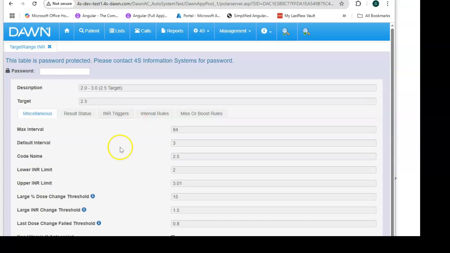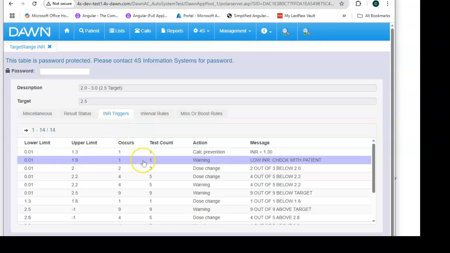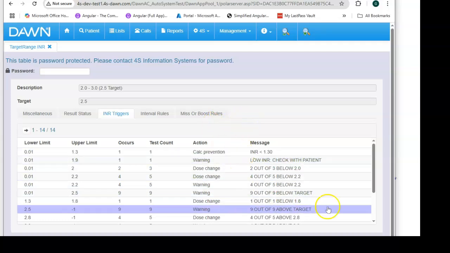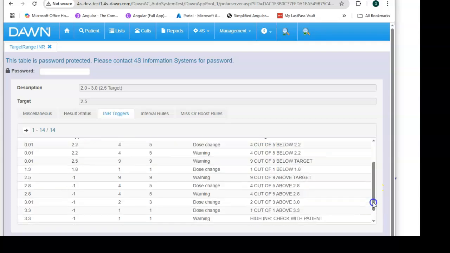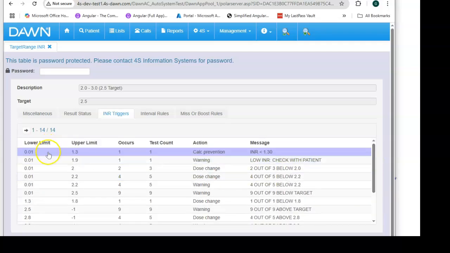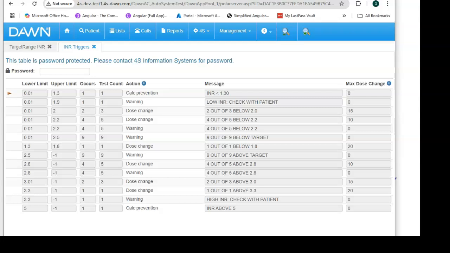Now I'll come back to what the miscellaneous settings and the result status settings mean in a moment. I want to start by looking at the INR triggers because these map directly onto the dose change decisions that we've just been talking about. I can see them displayed in the tab, but I would have to scroll to access them all. If I just click on one record, they come up in their own dedicated table, so I can see everything at a glance.